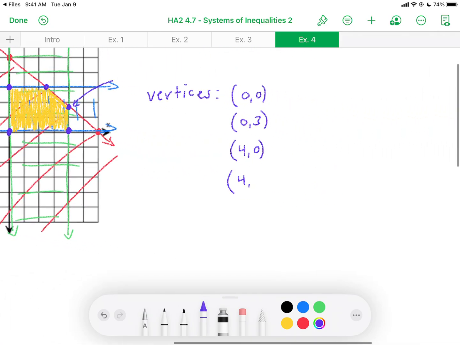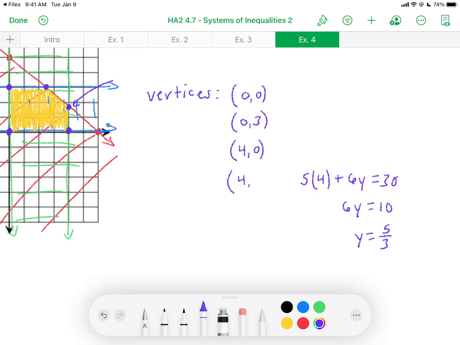So if I had 5 times 4 plus 6y equals 30, that's going to be 6y equals 10, or y equals 10 over 6, which reduces to 5 over 3. So that has exact coordinates of 4, 5 over 3. Questions on that?